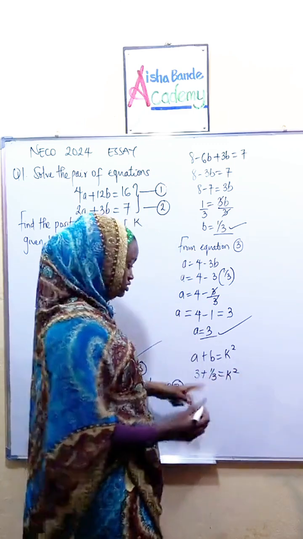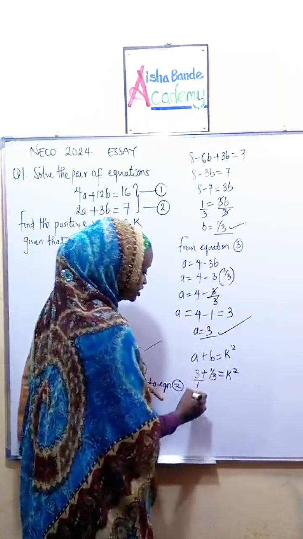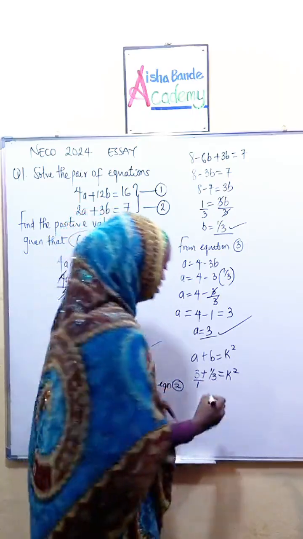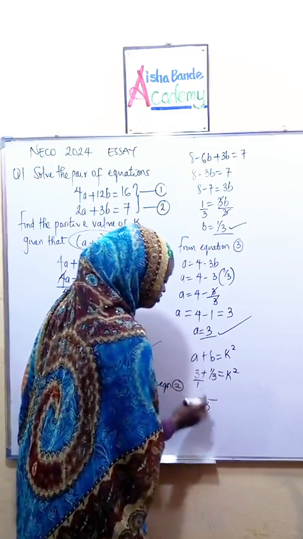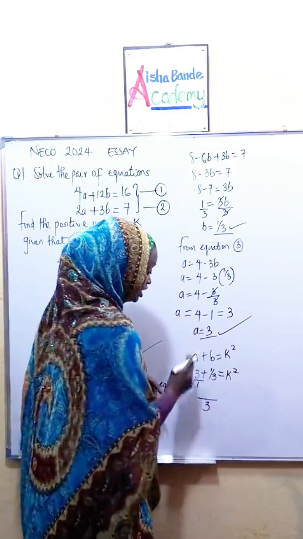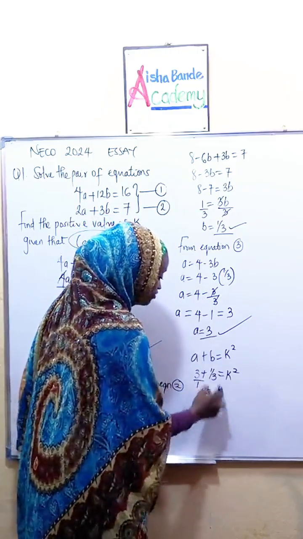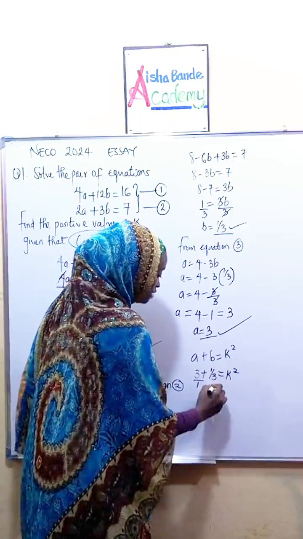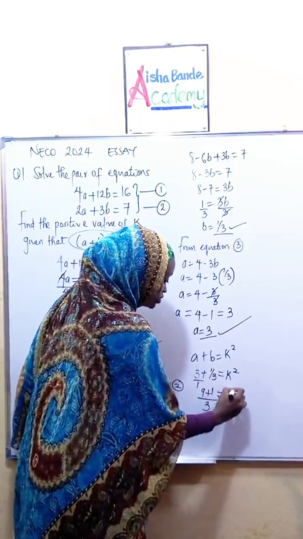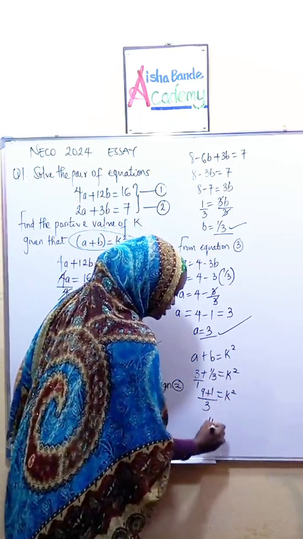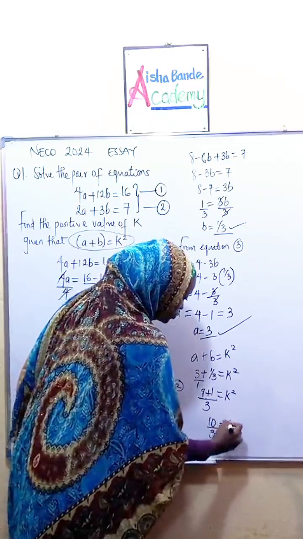From here, we can simplify this by saying this is the same as 3 over 1, right? So the LCM here is 3. 3 divided by 3 is 1, and 1 times 3 is 3, plus 3 divided by 3 is 1, times 1 is 1, equals k squared. So we have 9 plus 1 here is 10 over 3 is equal to k squared.